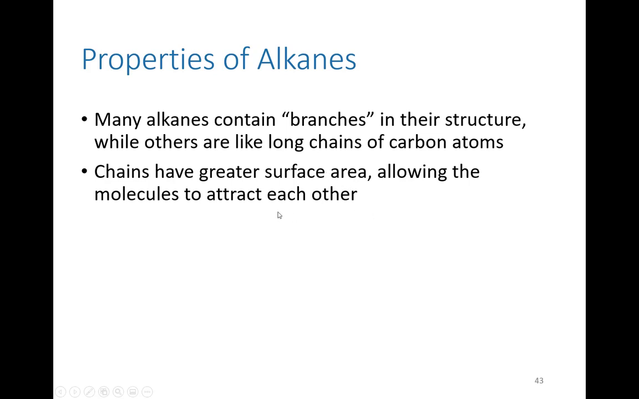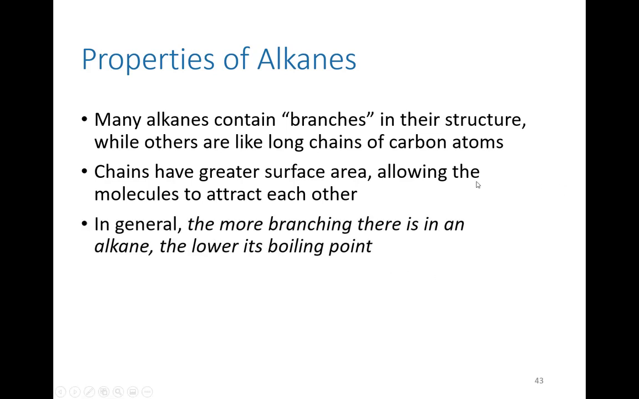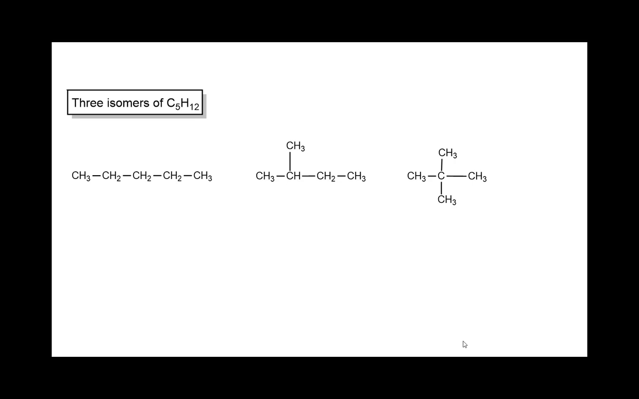If you remember, there was a name for that force of attraction between those molecules. Those were called the London dispersion forces. So in general, the more branching there is in a molecule, that means it has less surface area and it will have a lower boiling point. So long chains have higher boiling points, very branched carbons have lower boiling points. Let's examine this further with an example.